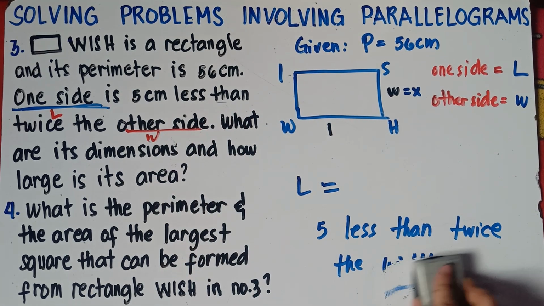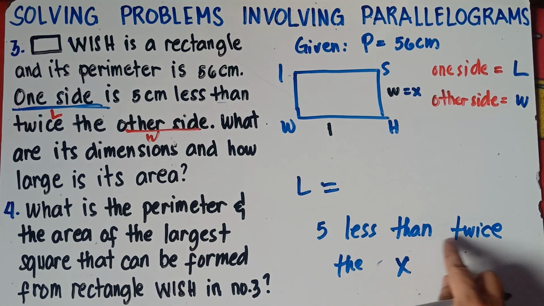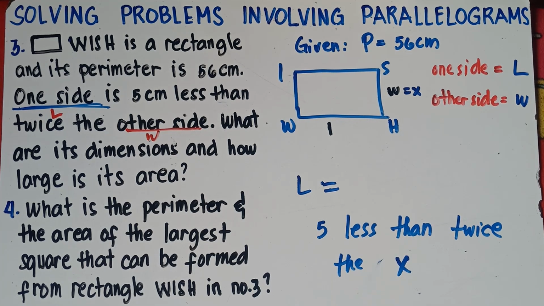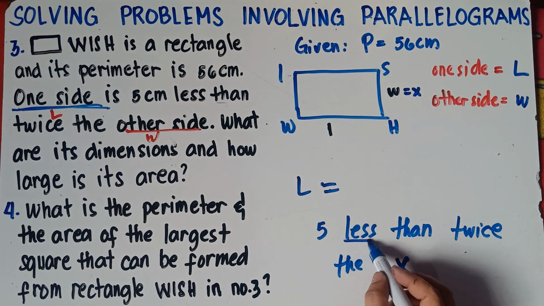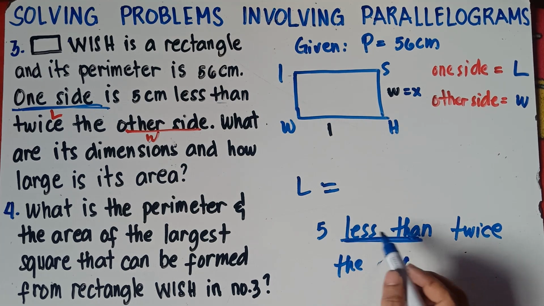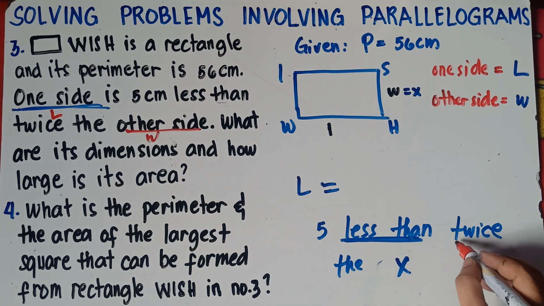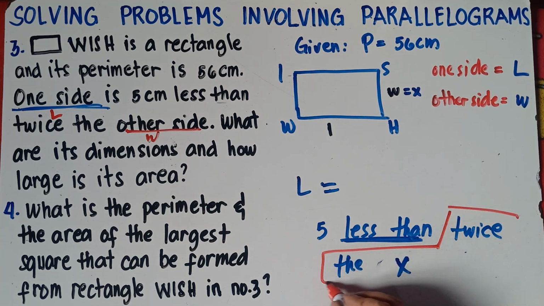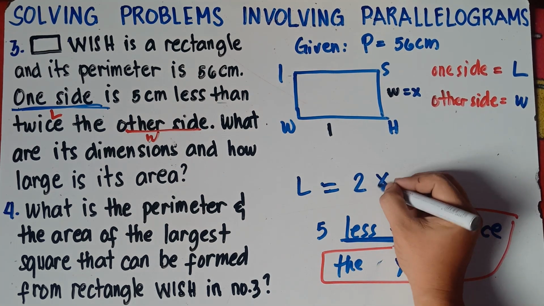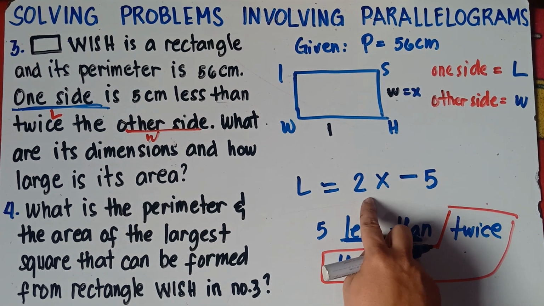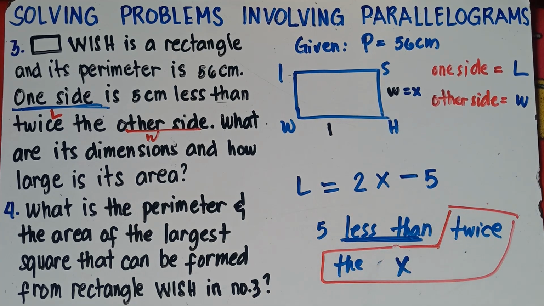Now, how will you write this one, class? Our width is x. How will you write 5 less than twice the other side, or the x, or the width? 5 less than twice the width. Once again, if you have this word less than, always remember this one: in algebra, it should be reversed. So this twice the width comes first before less than. So this will be twice the width minus, then 5 will be on the last part. So twice the width minus 5. That's actually in algebra, class. So you do it in reverse.